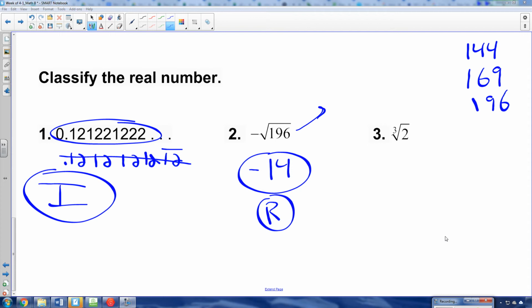What you need to focus on is 196 makes the list, and because 196 is on the list of perfect squares, it comes out to a perfect number, which is negative 14 in this case, and so it's rational.